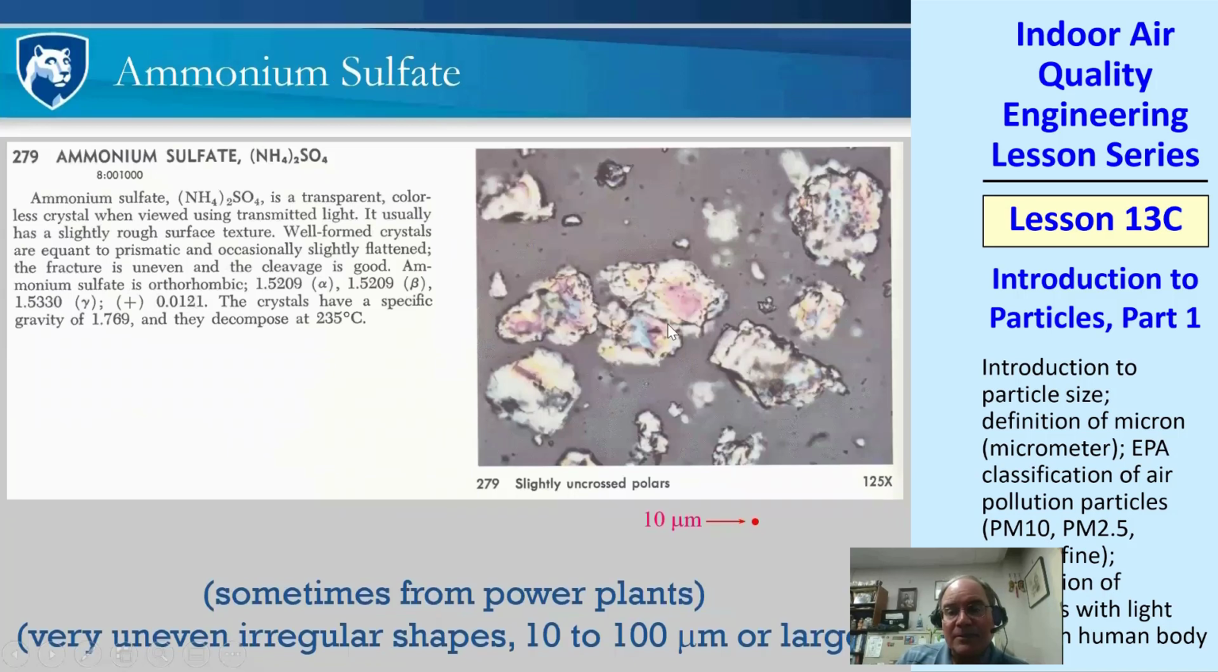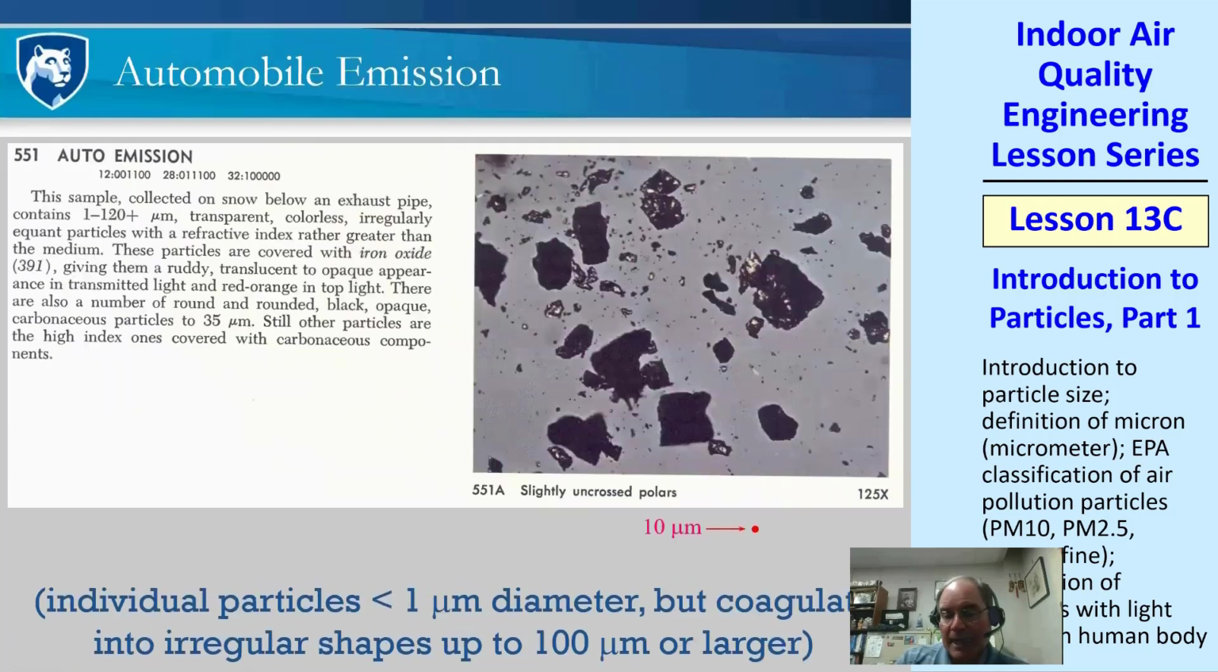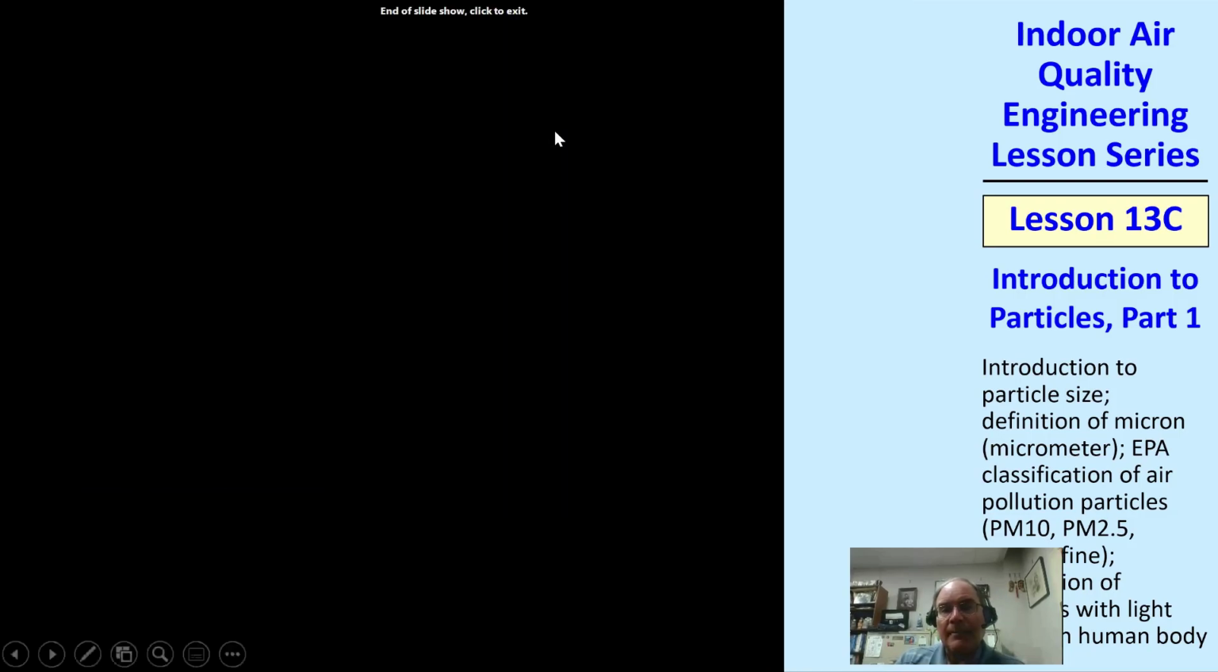Ammonium sulfate is interesting because these are not round. They're kind of cereal flake shaped, and they're 10 to 100 microns. These are big guys, and they're not round. We have ways of dealing with non-round shaped particles. And that's the end, so I will stop there.